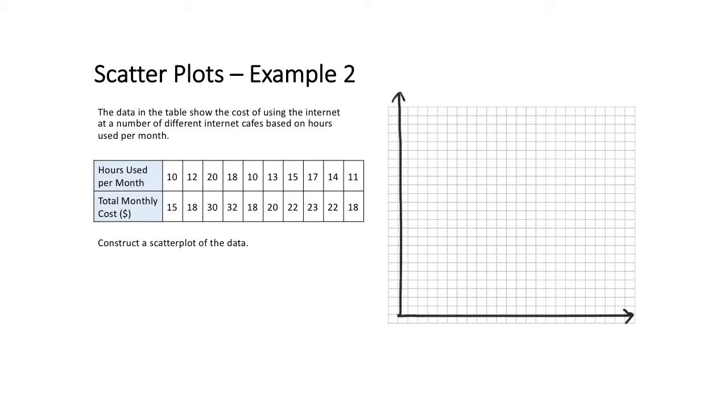Once I've added in my x and my y axes, I need to determine which variable is going to go on which axes. So in the example, the total monthly cost is going to be dependent on the hours used per month. So the hours used per month is going to be my independent variable, and that's going to go on my x-axis, and my total cost per month is going to be my dependent variable, and that is going to go on my y-axis. So I can go ahead and add those labels in to my axes.